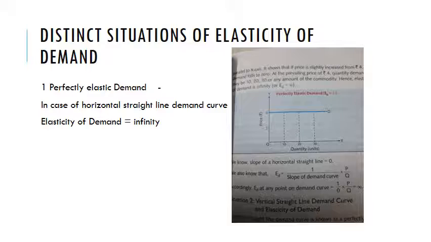That is a horizontal straight line demand curve. This is known as the perfectly elastic demand curve. It shows that elasticity of demand is infinity. It is a situation when a small change in the price of a commodity causes an infinite change in its demand. Thus, a small rise in price would lead to zero demand for the commodity.